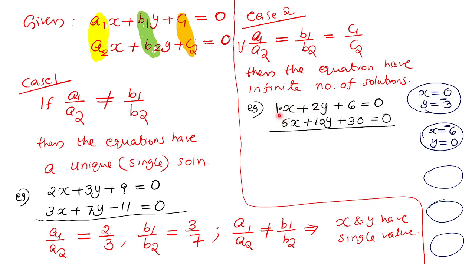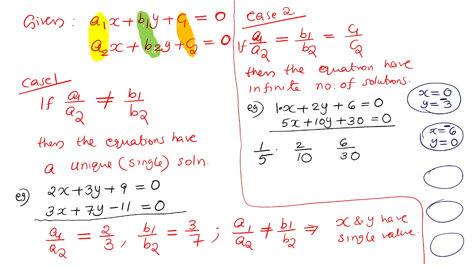The first ratio is 1 by 5. The second ratio is 2 by 10. What is the third ratio? Is there any mistake? 1 by 5, 2 by 10. No problem. Third ratio is 6 by 30.